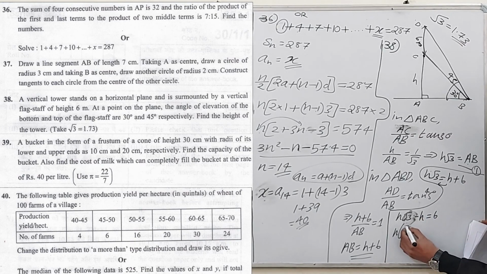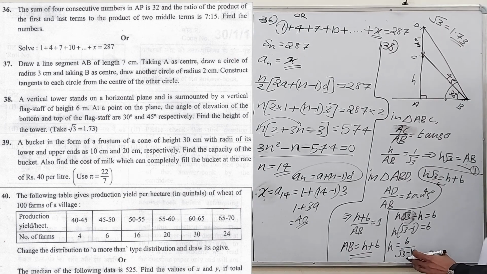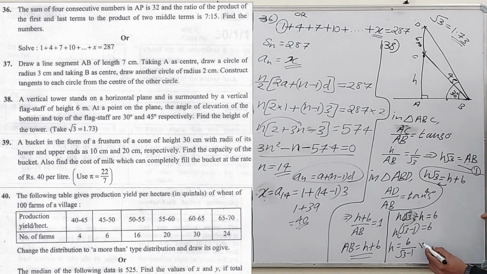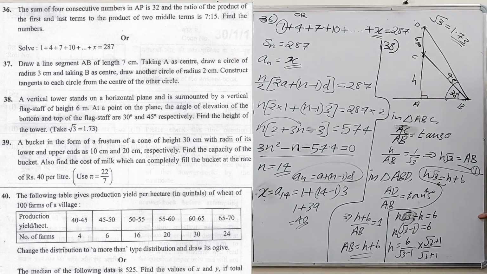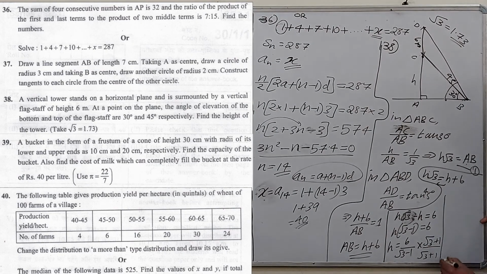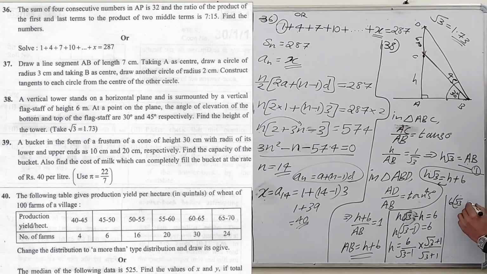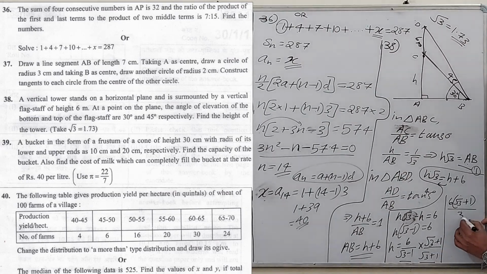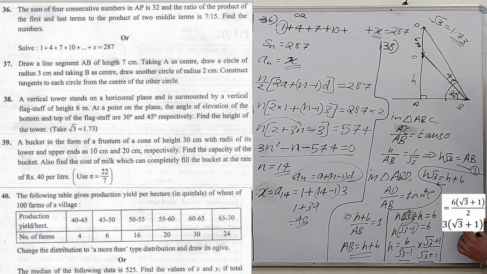H is common, take it outside: H into root 3 minus 1 is equal to 6. Now take root 3 minus 1 to the denominator, so H is equal to 6 by root 3 minus 1. Never substitute the value of root 3 at this stage; just rationalize the denominator first, then substitute. For that, multiply and divide by the conjugate of the irrational number in the denominator. We get 6 into root 3 plus 1 divided by root 3 plus 1. a minus b, a plus b is a square minus b square. After multiplying, we get 3 minus 1, which is 2. Cancel, and we get 3 into root 3 plus 1.